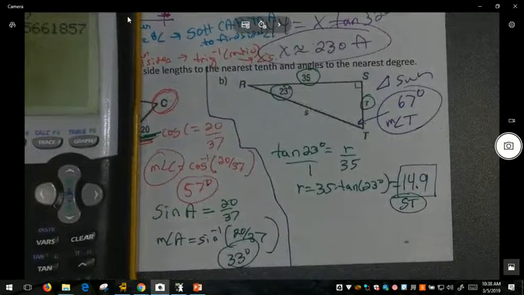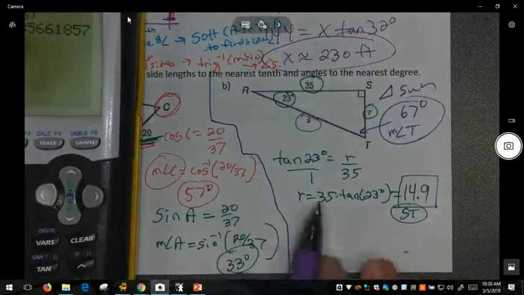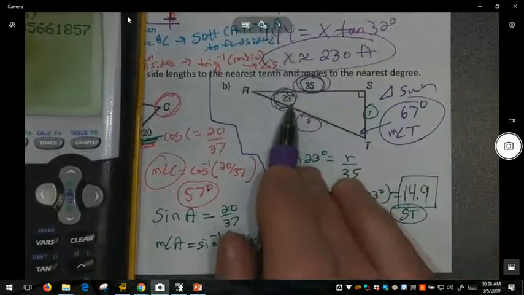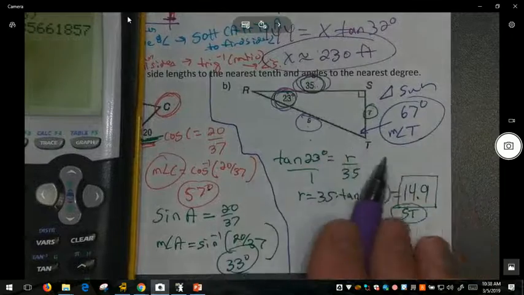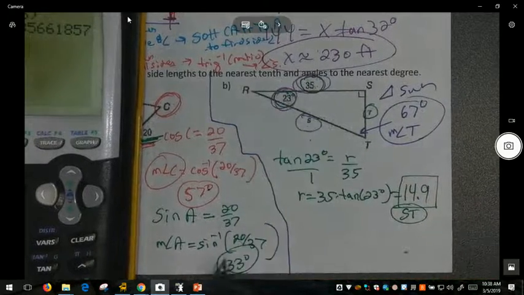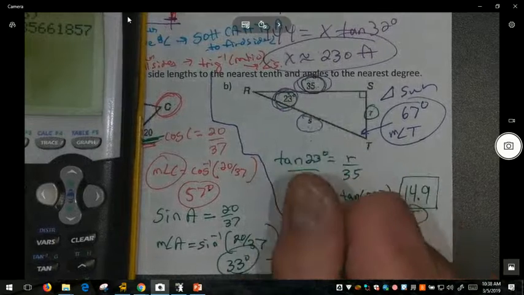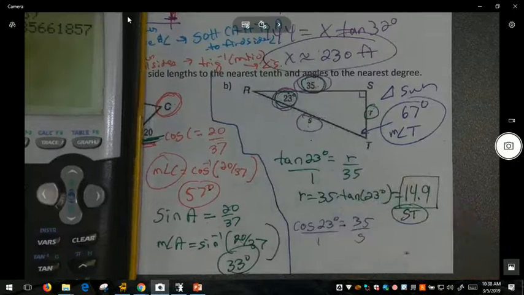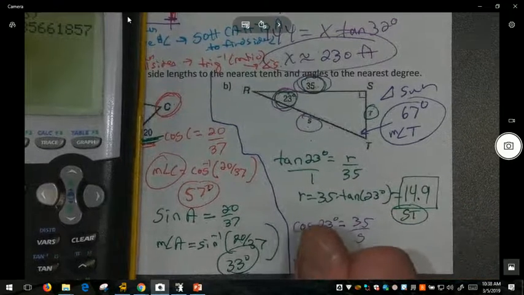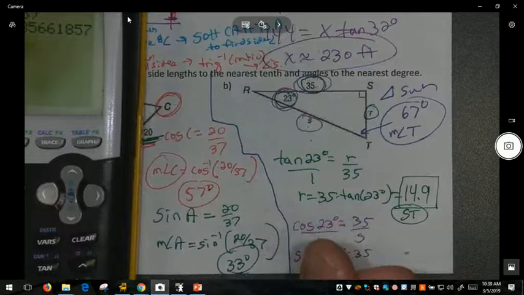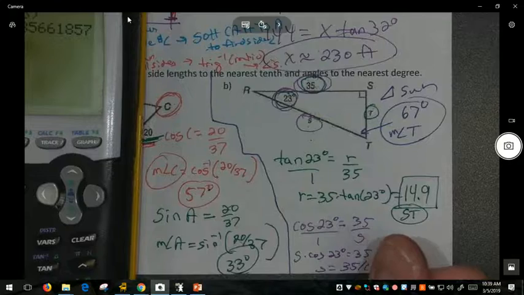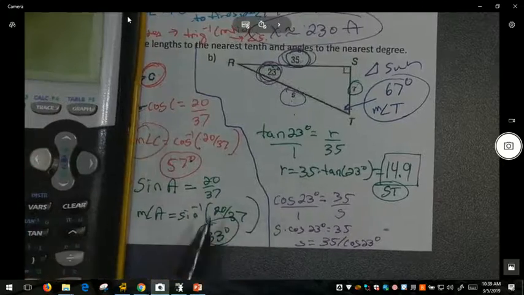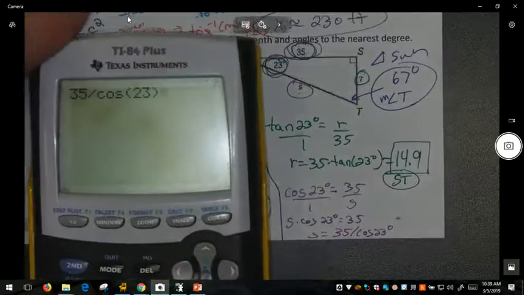Lastly, I'll look at side RT. With respect to the 23 degrees, this is the hypotenuse. With respect to the 23 degrees, this is the adjacent. Again, I'm not using any of the values I just found. I'm using what was given in the original problem. So adjacent and hypotenuse is cosine. Cosine of 23 degrees is adjacent over hypotenuse. As I cross multiply, I get s times cosine of 23 degrees equals 35. So s will be 35 divided by cosine of 23 degrees. So I do 35 divided by cosine of 23 degrees in my calculator.